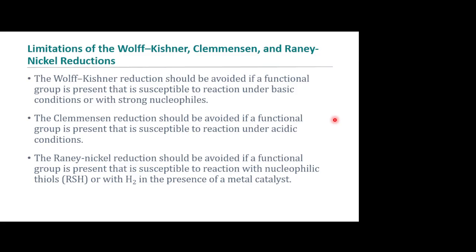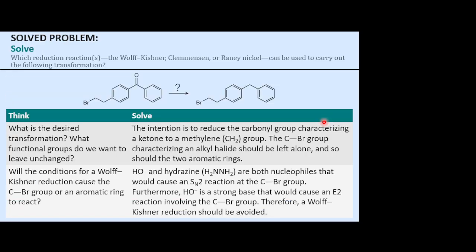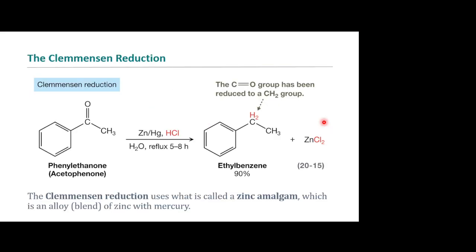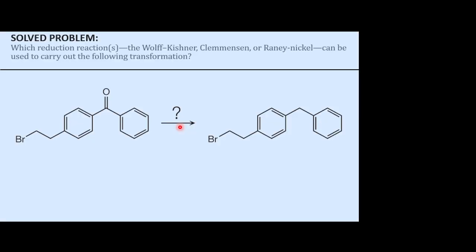The Clemmensen reduction should be avoided if a functional group is going to be present that's susceptible to reaction under acidic conditions. So if you remember, your Clemmensen reduction up here had the presence of HCl, right? So anything that reacts under acidic conditions is going to be an issue. For example, if you have something that can react because you made your alcohol a better leaving group, that's going to be a problem, right? If you have something that's going to react because you can add those across, that can be a bit of an issue. Okay, so watch out for that acidic condition.